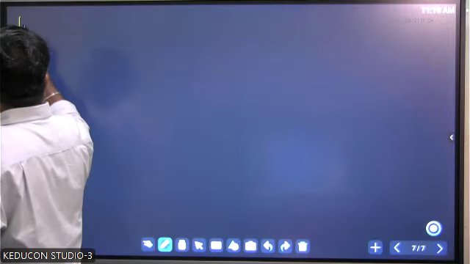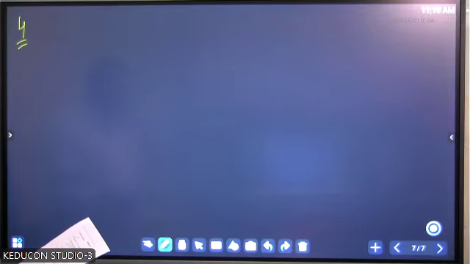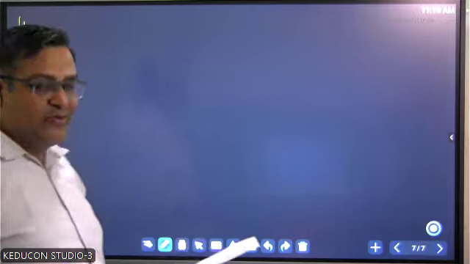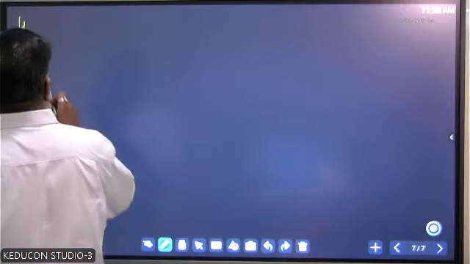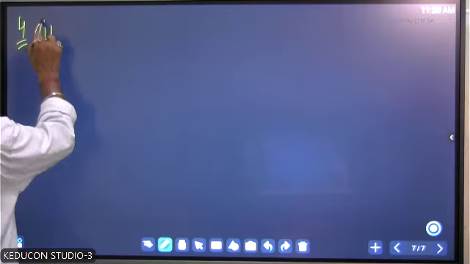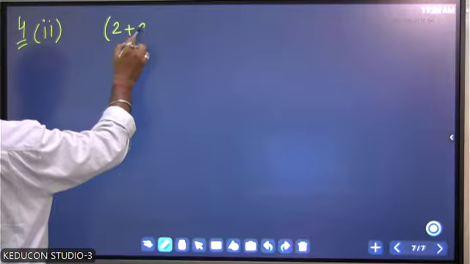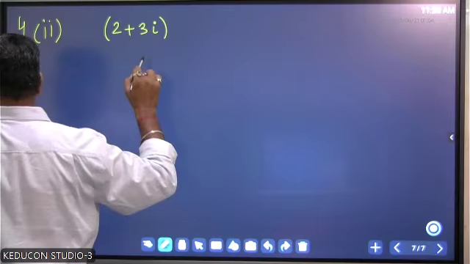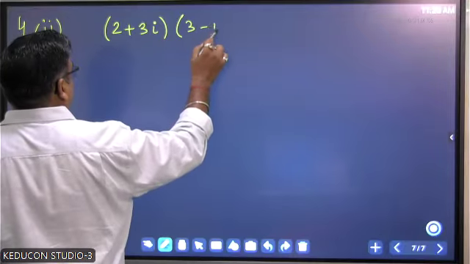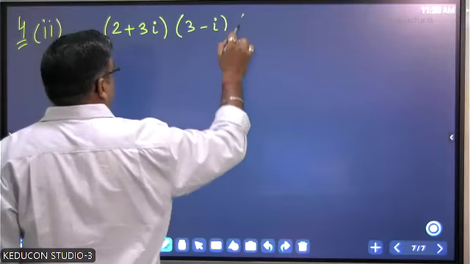Now we move on to question number 4. Express each of the following complex numbers in the a plus iota b form. Now look at the first question. The first question is again on the iota forms, so you can try yourself. I will be explaining the second part. Just have a look at the second part: 2 plus 3 iota into 3 minus iota into 1 plus 2 iota.